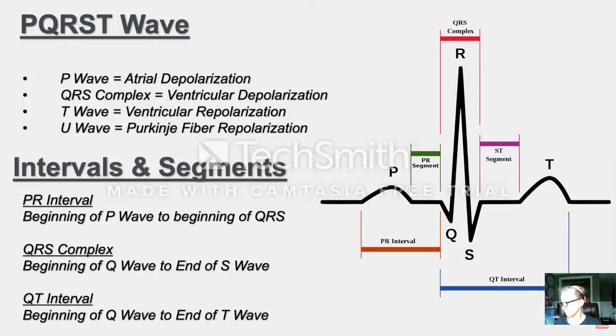So these are the three I want you to remember. There are also the PR segment, from the end of the P wave to the beginning of the QRS complex, and there's the ST segment, which goes from the end of the S wave to the beginning of the T wave. I don't want you to think about them too much right now. We're going to get into more detail in later lessons, because the ST segment is very important when we're looking at any signs of possibly an ST elevation MI, those types of conditions. So they're very important, but we're not going to talk about them right now.